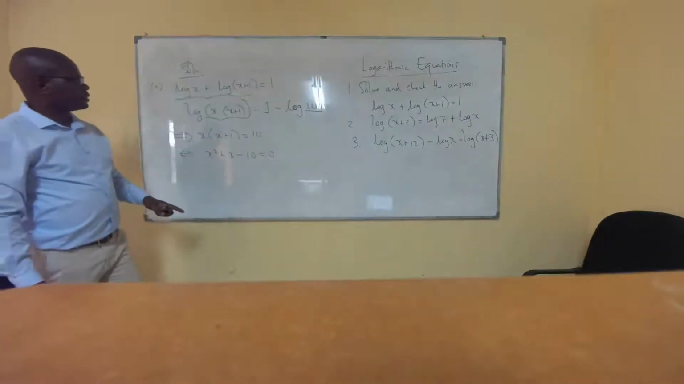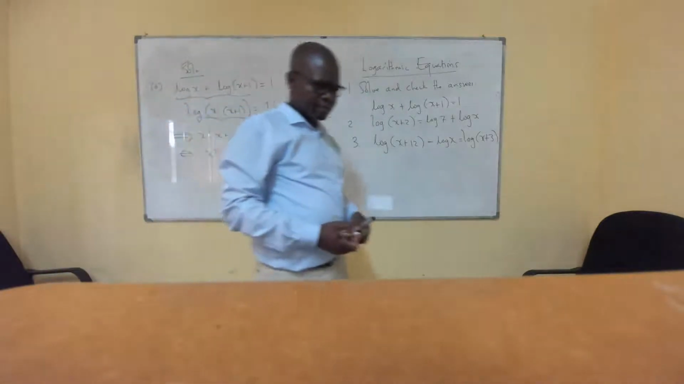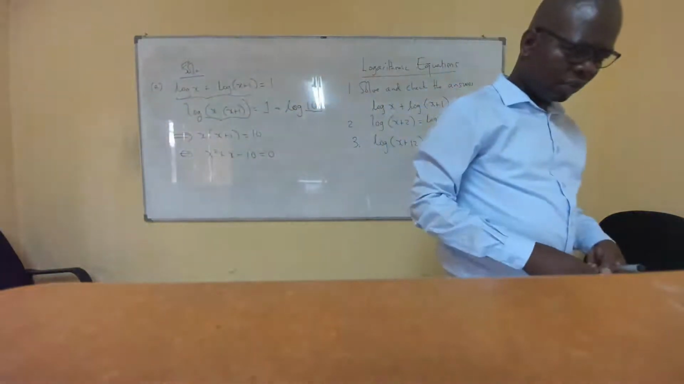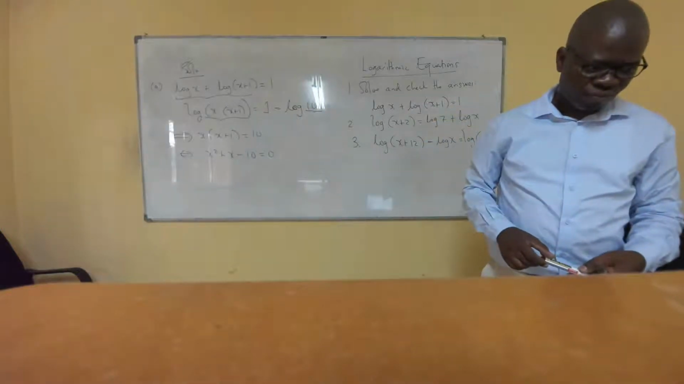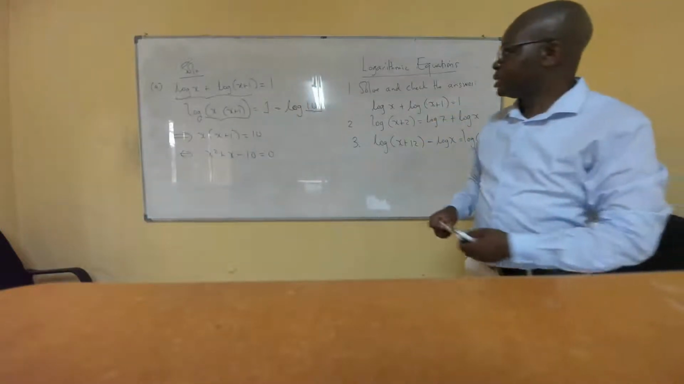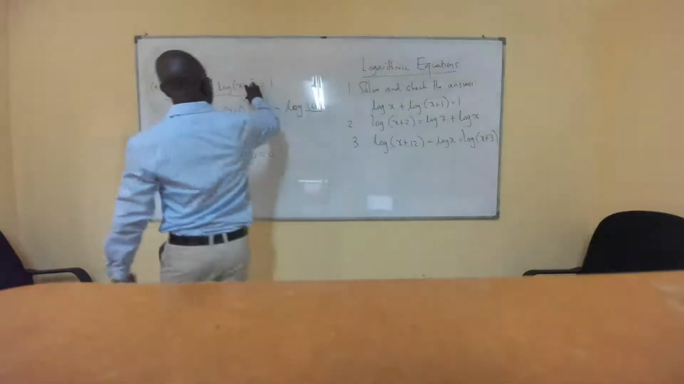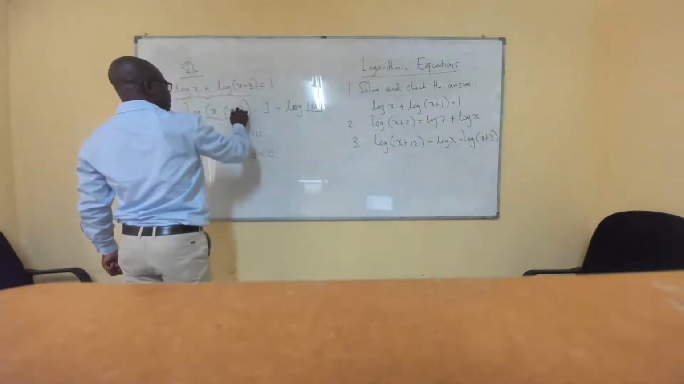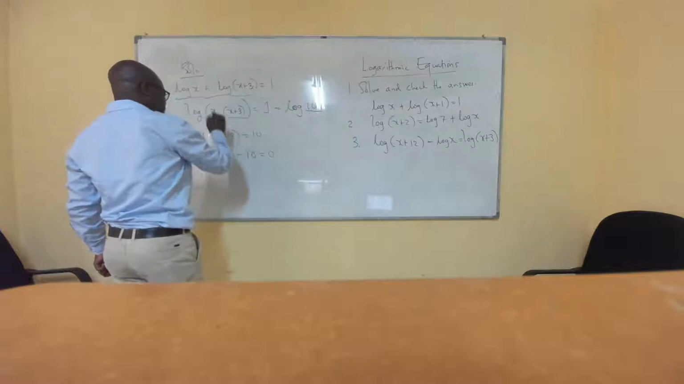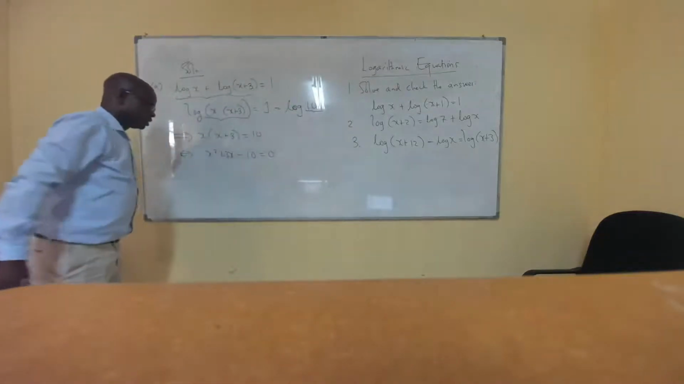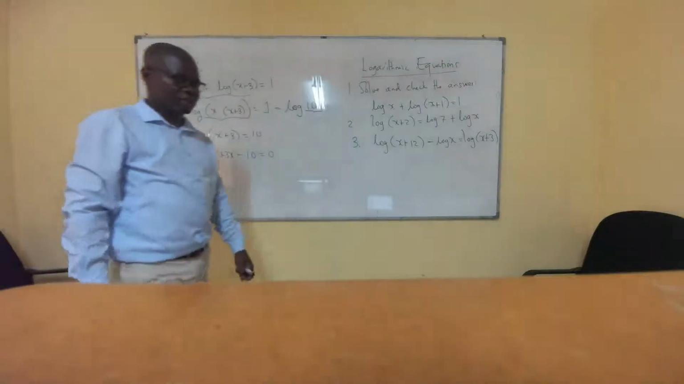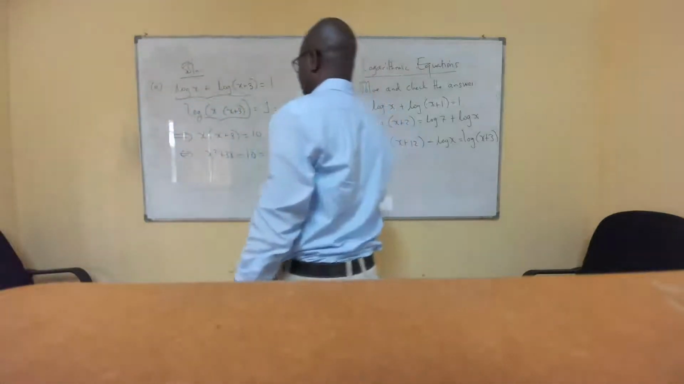I think we need to change something. I believe there is a problem here. It should be 3x, so that we have a 3 here. Otherwise, we are going to face problems trying to factorize this.